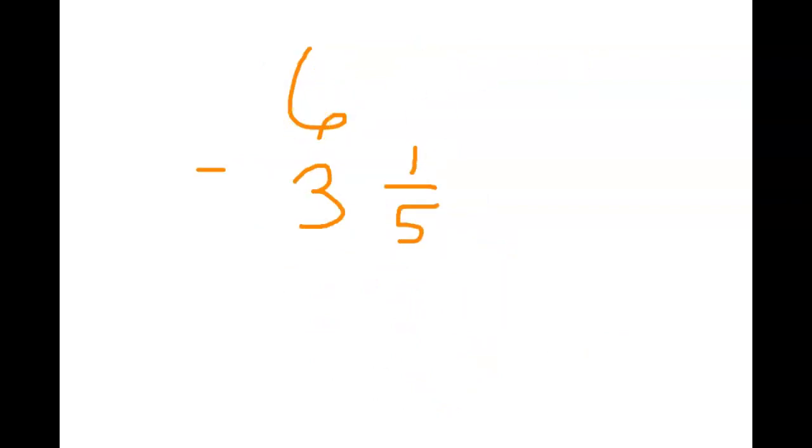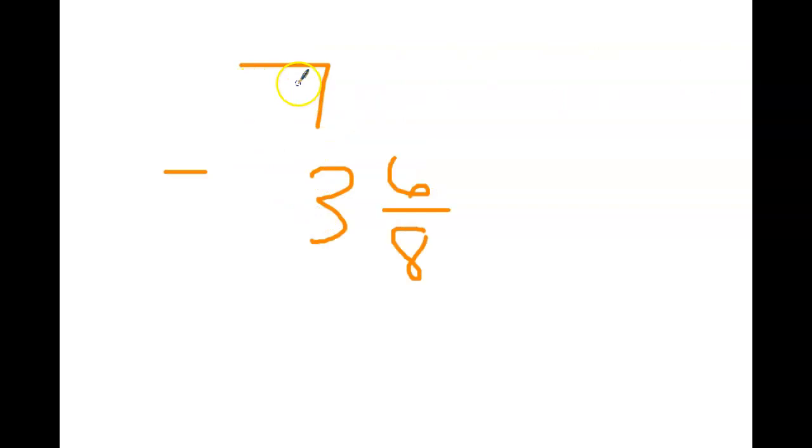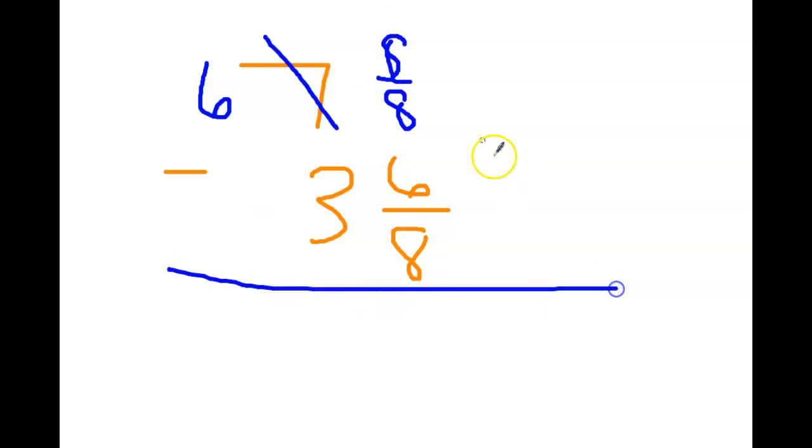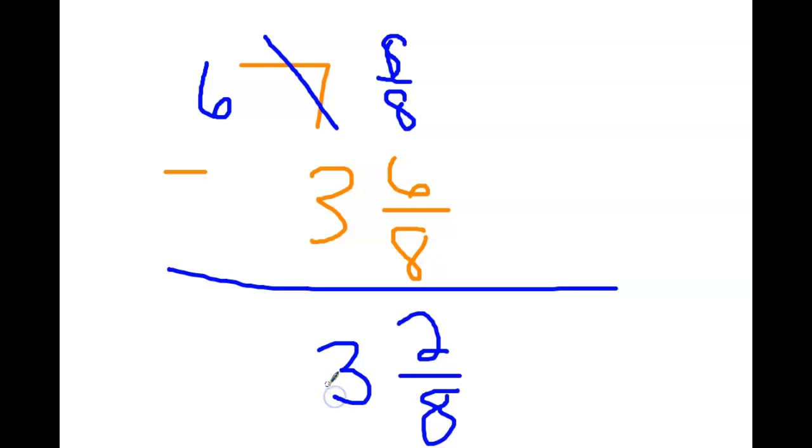All right, so let's look at this one. We have 7 minus 3 and 6/8. So again, there's nothing here, but we have to make something there. So I'm going to borrow from the 7 to make it a 6. And then I'm going to add a whole. But what fraction represents a whole with 8 as its denominator? Great, 8/8. So I'm going to put 8/8 here, and now I'm going to subtract. Now, 8/8 minus 6/8. Great, is 2/8. And then 6 minus 3 is 3. So my answer is 3 and 2/8.